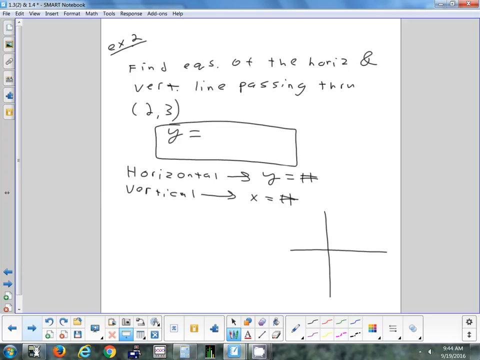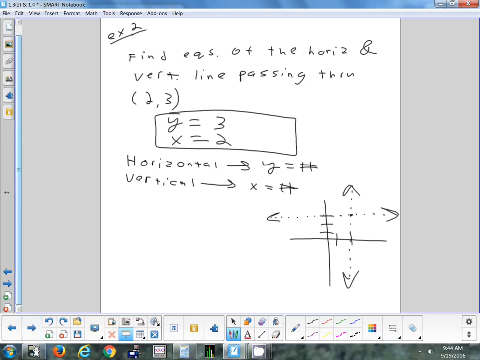Let's think about right 2, up 3. I want to know the equation of that line. It'd be y equals what? 3. And y equals 3. Okay. And now I want to know the equation of the vertical line. Yeah, it would be x equals 2. Okay. That's it. Any questions on that?